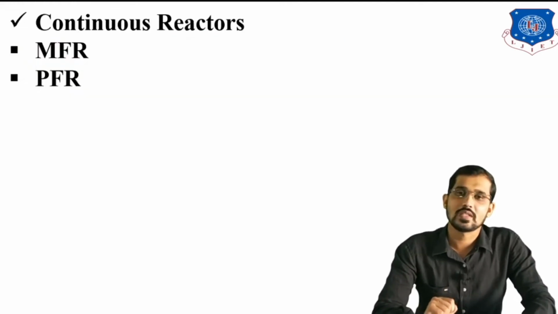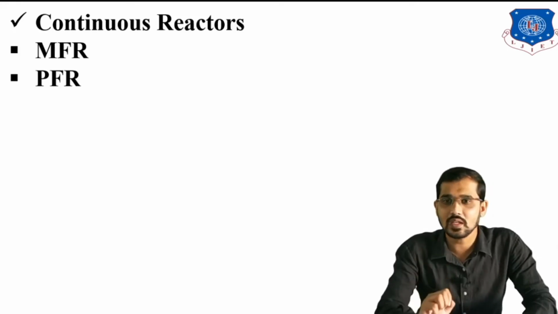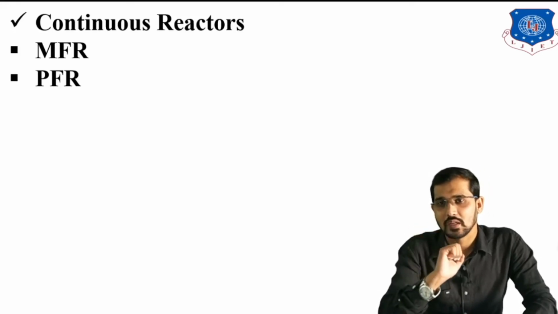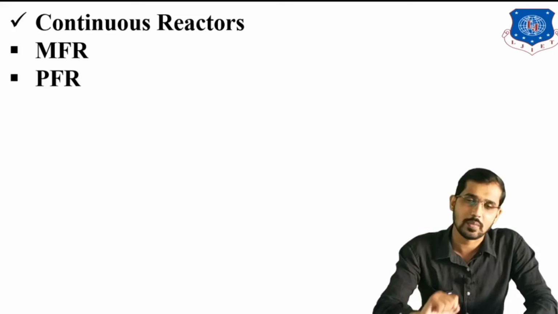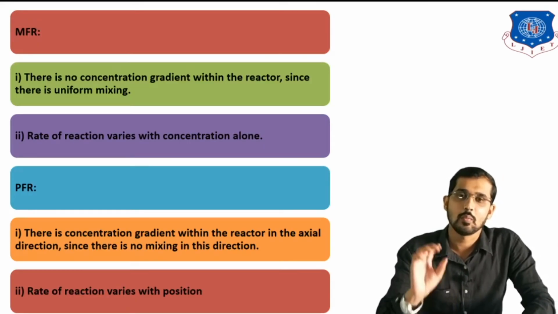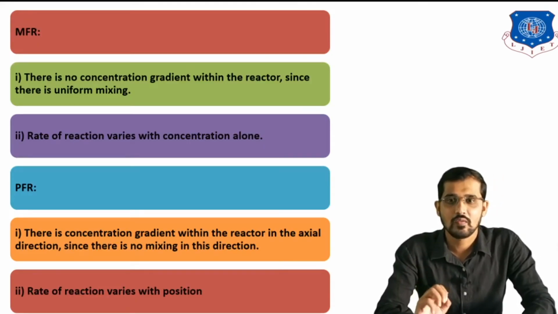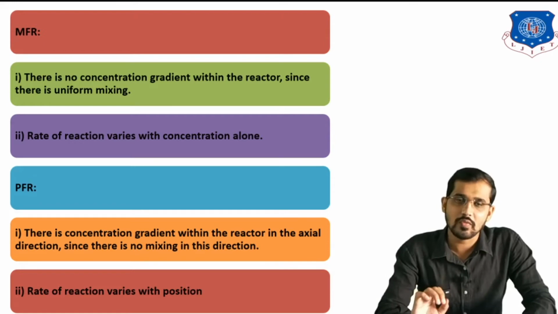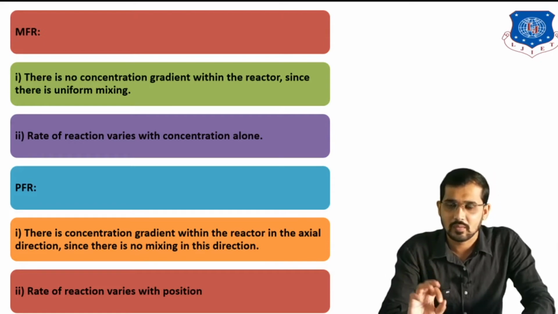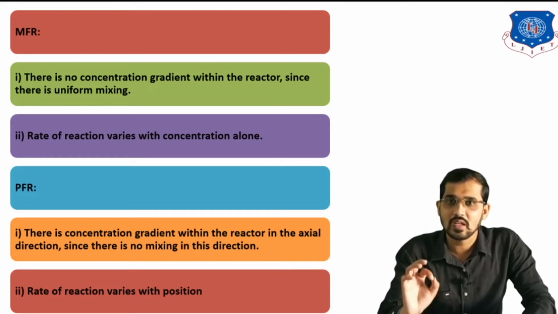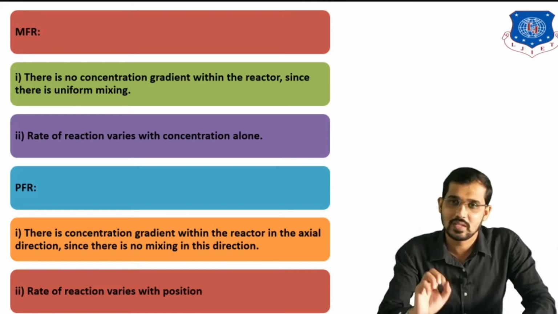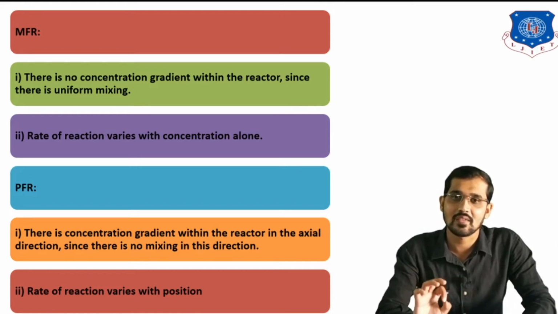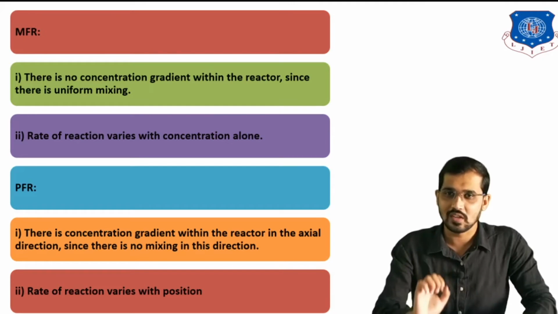Now next one, now we will see continuous reactors. So you can see on the screen, these are two types of continuous reactor. First one is MFR and second one is PFR. Now we will see some important points related to the MFR. First point is, there is no concentration gradient within the reactor since there is uniform mixing. In MFR, there is uniform mixing throughout the reactor. That's why no concentration gradient is available. I told you the meaning of concentration gradient.